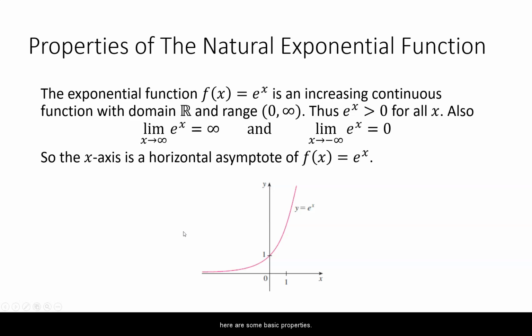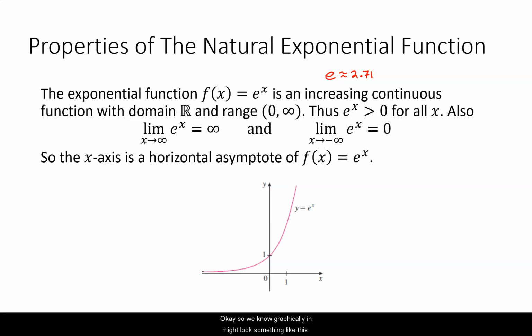Here are some basic properties of e to the x, which, if we notice, is essentially inherited from the fact that e to the x is just an exponential function with a base that's greater than 1. Here we remember that e can be approximated with something around 2.71. So we can inherit the properties of b to the power of x, where b is a base that's greater than 1.